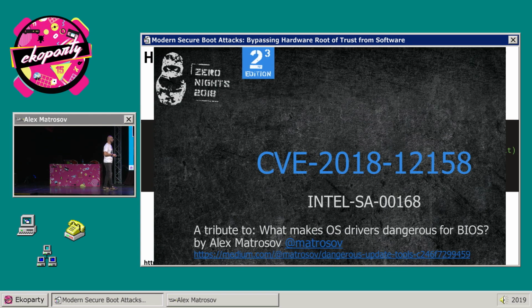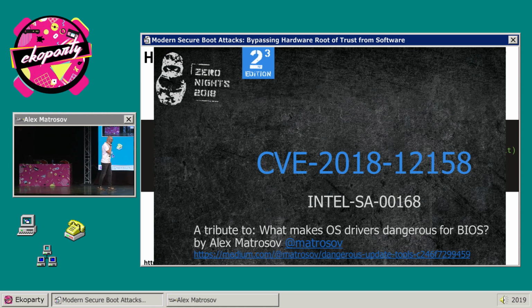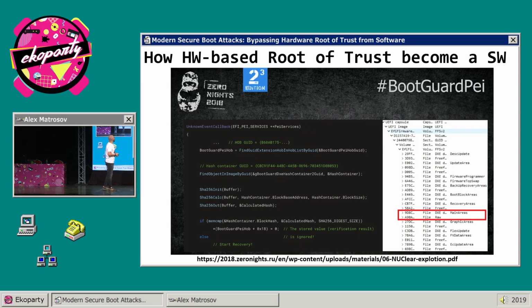This vulnerability was actually presented by Alex Ermolov at ZeroNights last year. He found this vulnerability inside a driver in the BIOS. Here is the reconstructed flow, and you can clearly see it starting the recovery process.